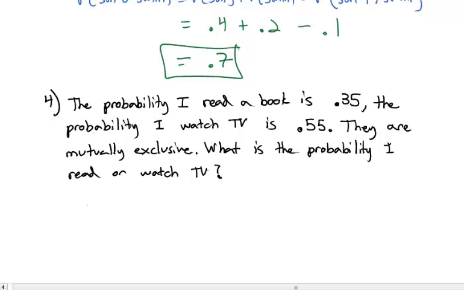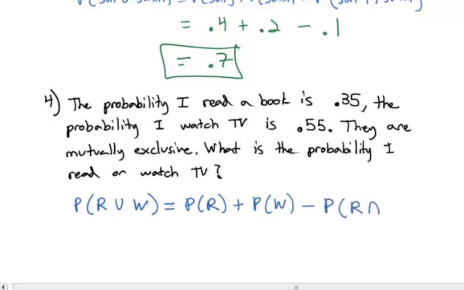Again, we see that keyword or, this or that. To find the probability that I read or watch is equal to the probability that I read plus the probability that I watch minus the probability that I do both read and watch. And we're given a lot of this information. The probability that I read a book is 0.35. Plus the probability I watch TV is 0.55. Minus the probability I do both.